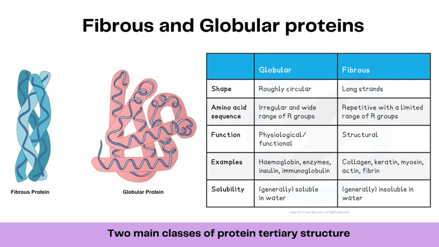Another difference between fibrous and globular proteins is their solubility. Fibrous proteins are generally insoluble in water, while globular proteins are soluble. This difference in solubility is due to the presence or absence of hydrophobic amino acids in the protein. Proteins that contain a high proportion of hydrophobic amino acids tend to be insoluble, while proteins that contain mostly hydrophilic amino acids tend to be soluble.